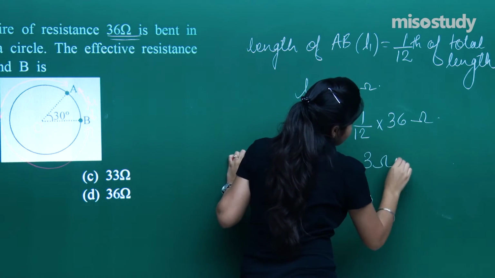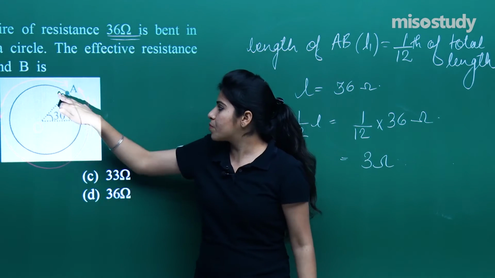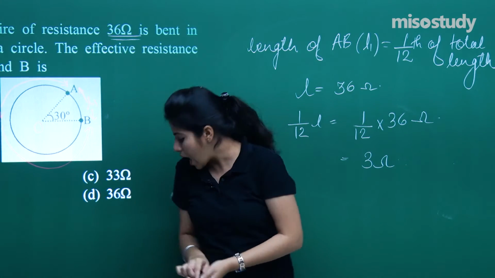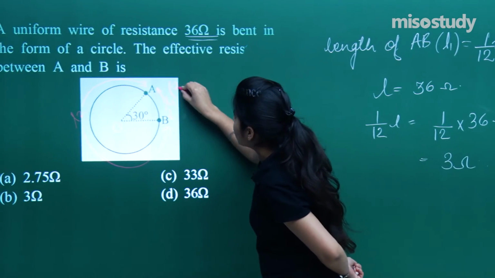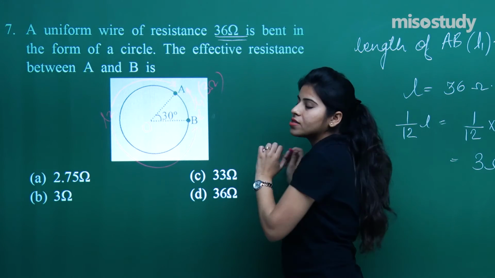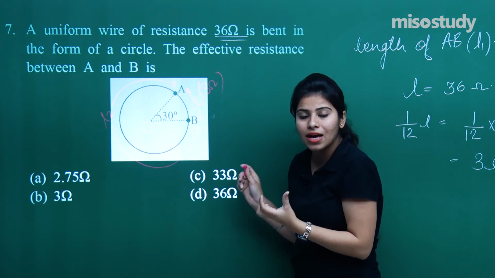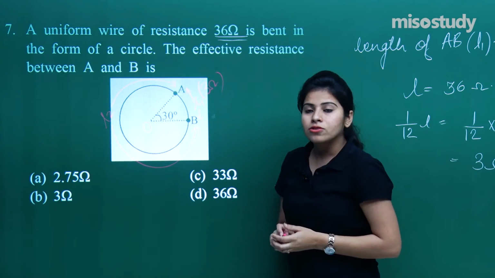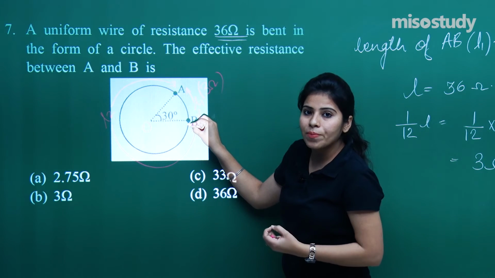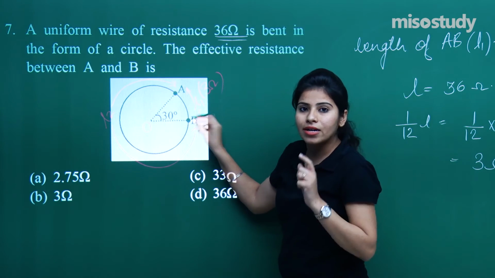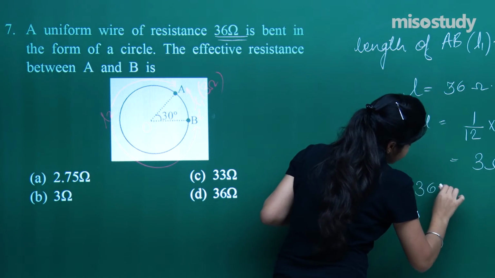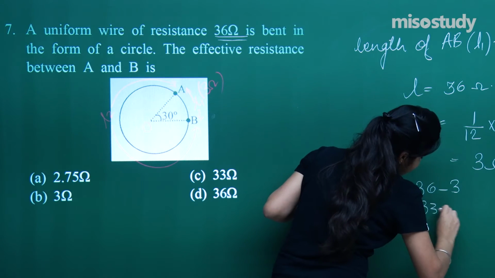That means the resistance for this length, L1, is nothing but 3 ohm. If the complete wire is 36 ohm and this portion is 3 ohm, the remaining portion will have a resistance of 36 minus 3. So the major arc, the bigger arc, will have a resistance of 33 ohm. So we write that L2 has 36 minus 3, or 33 ohm resistance.